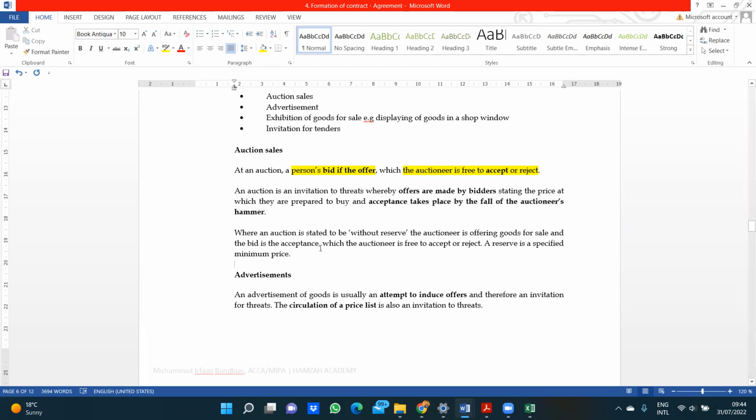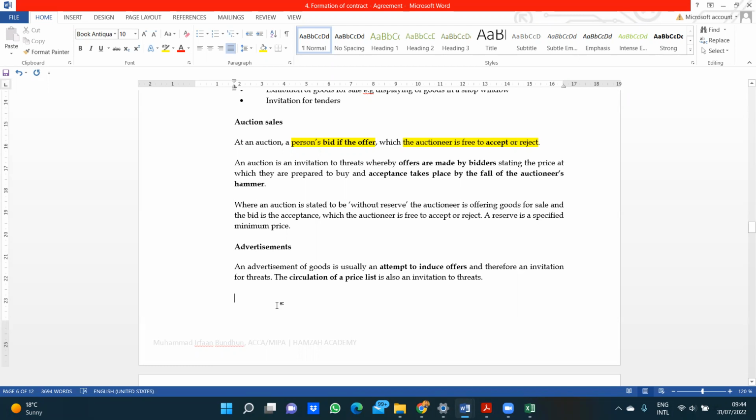Where an auction is stated to be without reserve, the auctioneer is offering goods for sale. The bid is the offer, which the auctioneer is free to accept or reject. A reserve is a specified minimum price. Okay?